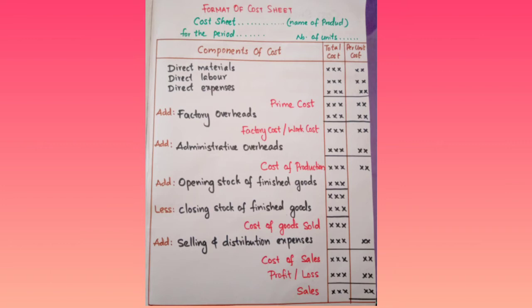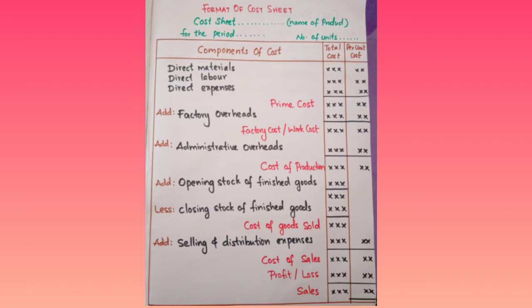They are direct materials, direct labor, direct expenses. The sum of these 3 elements constitutes prime cost. So prime cost is the sum of direct materials, labor and expenses. Then by adding factory overheads, we get factory cost or work cost. Then by adding administrative overheads, we get cost of production.